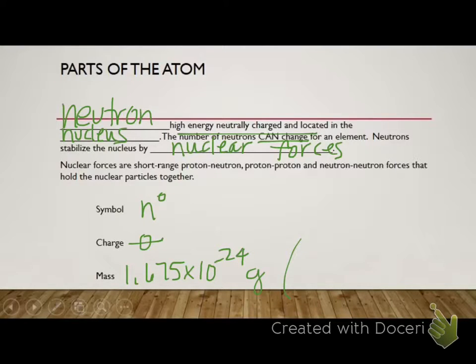Okay, they are approximately the same as the proton. So that's the main thing you need to know about the masses of protons and neutrons, is that they're roughly the same and that they're much, much heavier than the electrons.